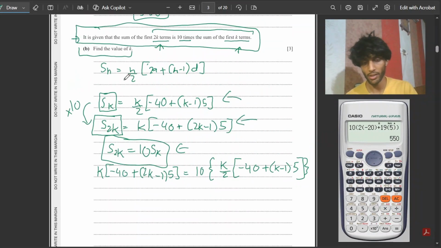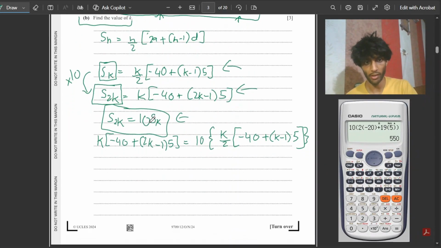I still hate the fact that this problem is just 3 marks. I feel like there's going to be a lot of working that I'm going to have to do. Okay, anyways, here's what I can do. So k times negative 40, I'm still not going to expand it because I realize I can do something over here. Times 5, bracket closed, equals, I can simplify this.